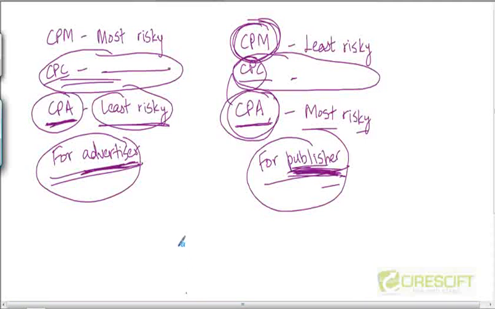Yes, you'll get paid more in general if you go for the CPA model as the publisher. But the downside is that this transaction will actually happen very, very infrequently. But when it happens, you'll get paid more than what you would have gotten paid for a single impression in the CPM model. Because a transaction is a lot more valuable for the advertiser than just an impression, and so the advertiser will pay you more for an actual transaction than just for an impression.